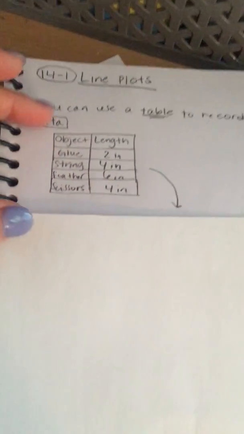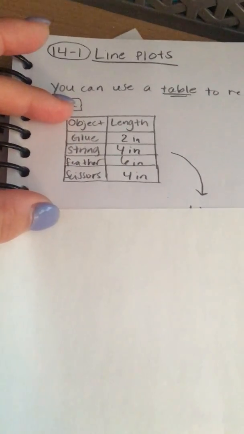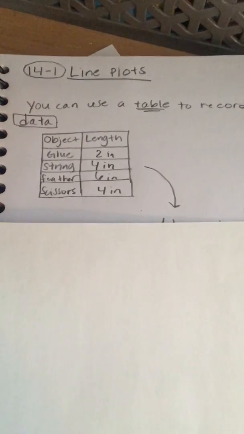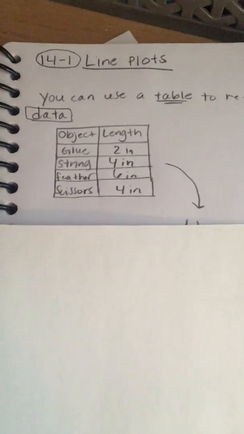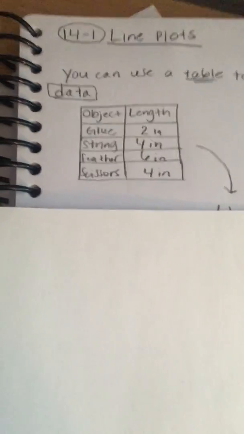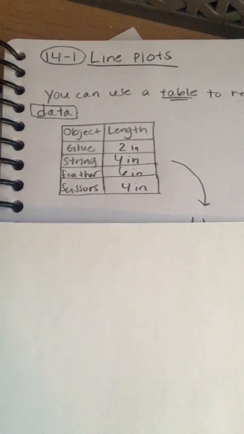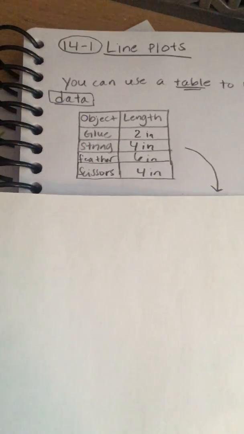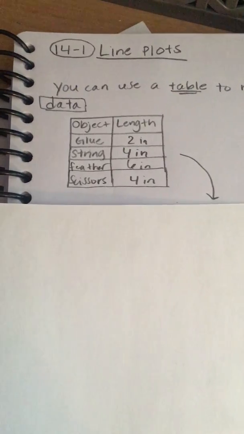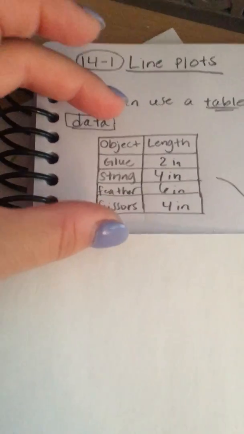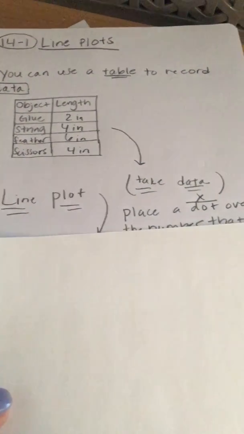So you can take your table of data, which is just numbers and information that you've gathered about these objects. In this case, they're the inches. It has to do with math. You can take this table of data and convert it into a line plot. A line plot is just another way to show your data.